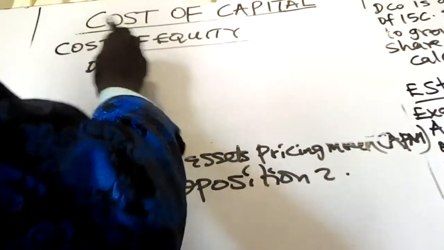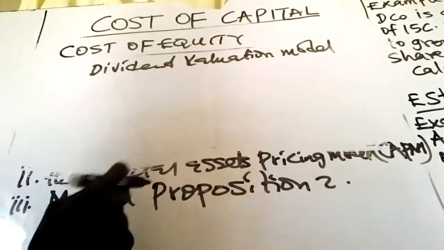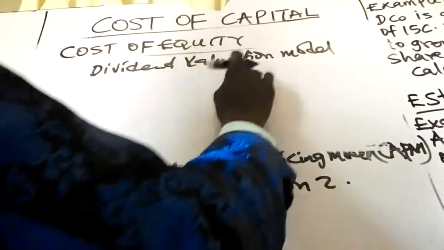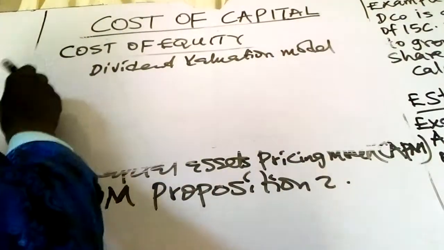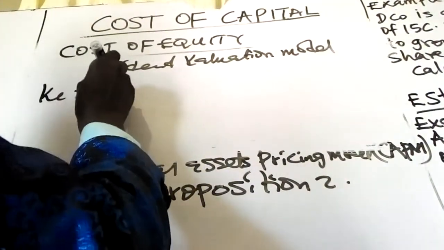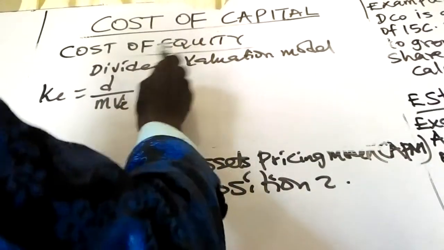Dividend valuation model. You want to compare dividend with the value of the business. You want to compare dividend to the value. The value is the market value. So the cost of equity is the dividend over the market value of equity times 100.